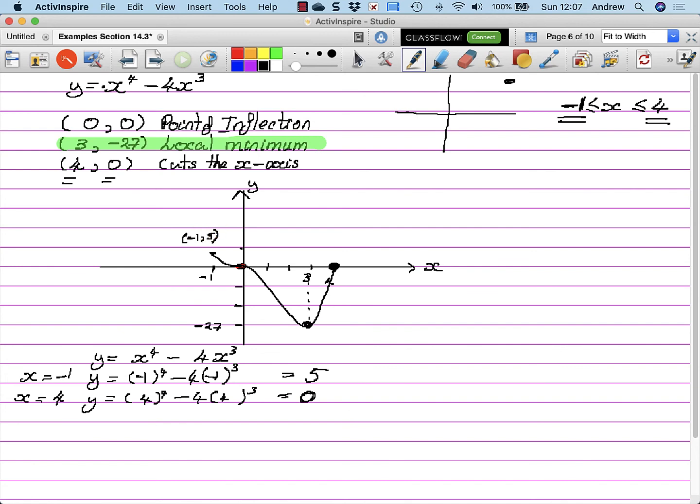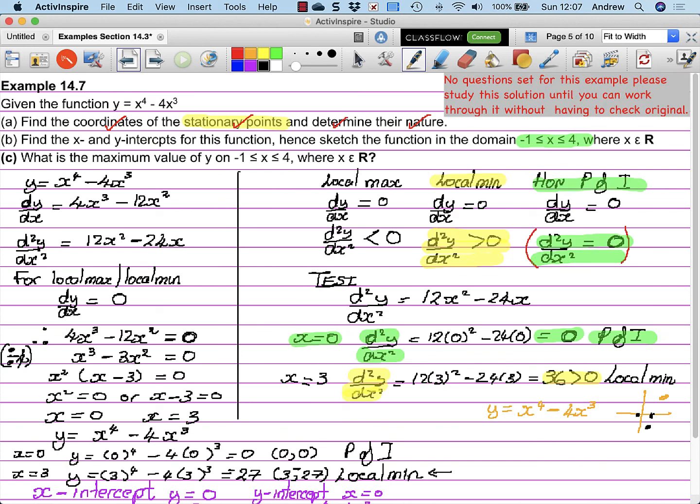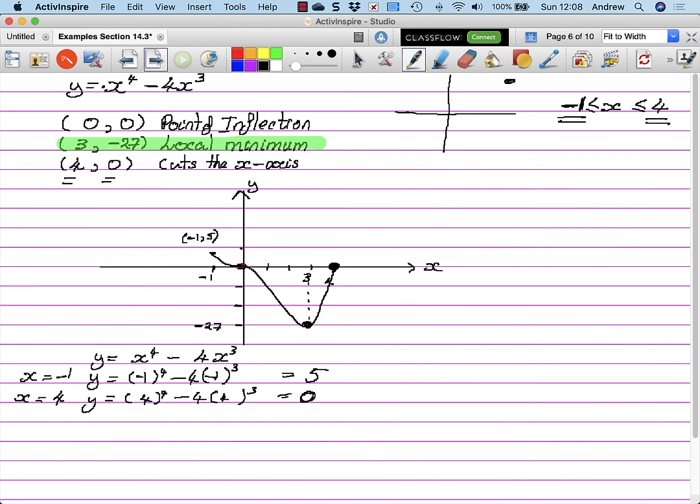Now, have we answered all the questions? Well, let's just go back and check. The very last question is, what is the maximum value of y on this graph? Now this is interesting because the maximum value of y on this graph is in actual fact the point here, which is not a local maximum, but it is the maximum value.